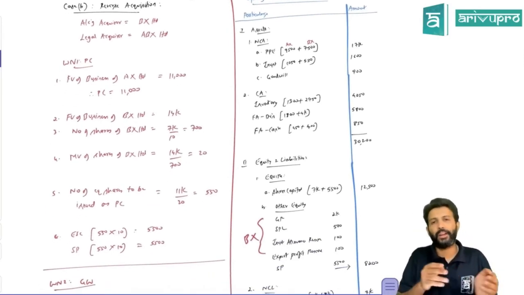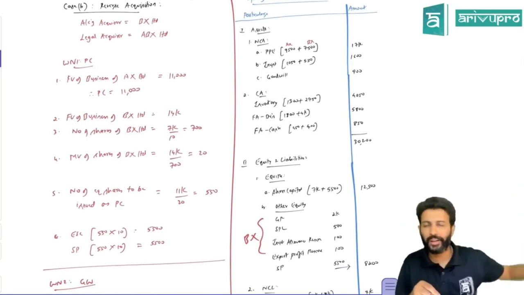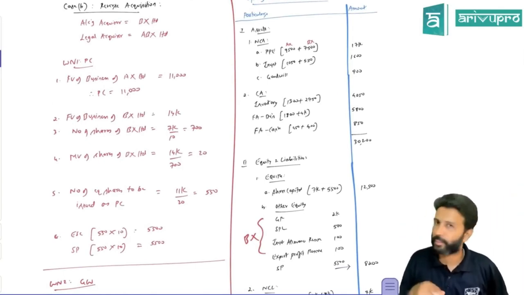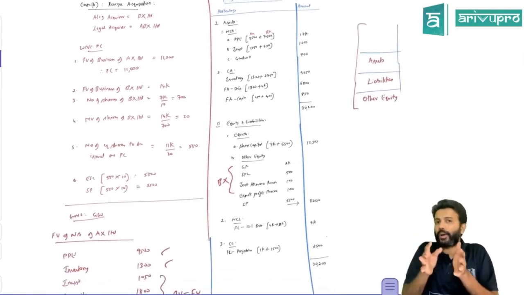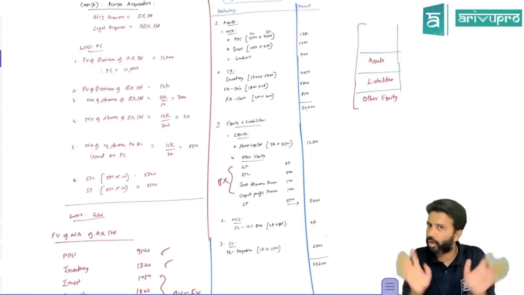In that 550, the face value of each share is 10. So share capital you show as 5,500. Another 5,500 you will show in securities premium. That's one thing. Since it's a reverse acquisition, but still it's an acquisition, goodwill you have to show under your normal calculations.